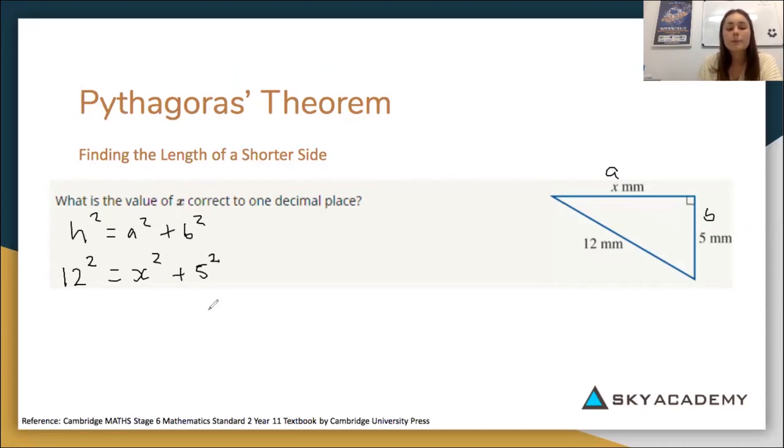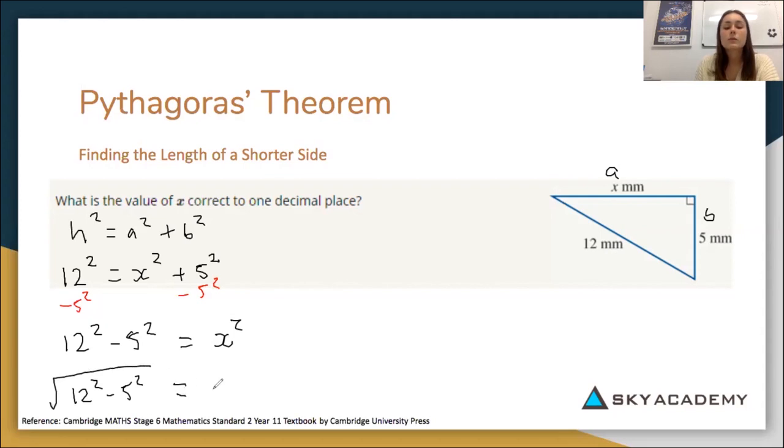So now we want to make X the subject of the formula, because that's what we're trying to find. So if we minus 5 squared from this side and take it across to the other side, that will leave X squared by itself on that side. So then we have 12 squared minus 5 squared equals X squared. Now we need to get X by itself completely. So we'll take the square root over to the other side. So it'll be the square root of 12 squared minus 5 squared equals X.